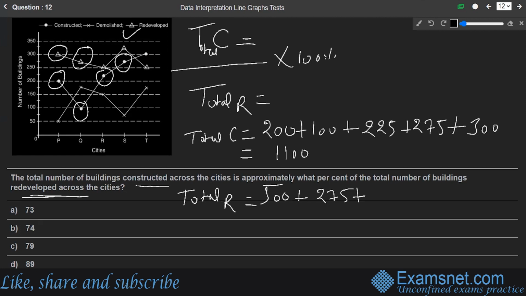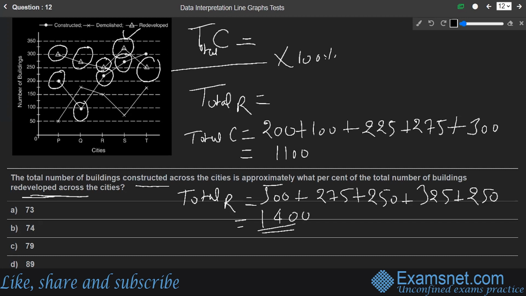For city R, it is exactly 250. For city S, it is between 300 and 350, so it is 325. For city T, it is exactly 250, so 250 is to be added. If we add them together, the total becomes 1400.